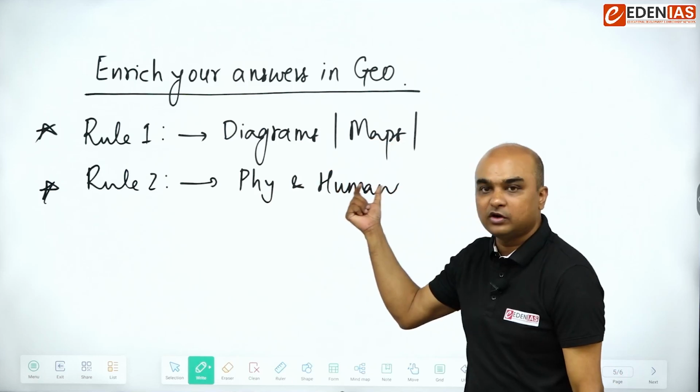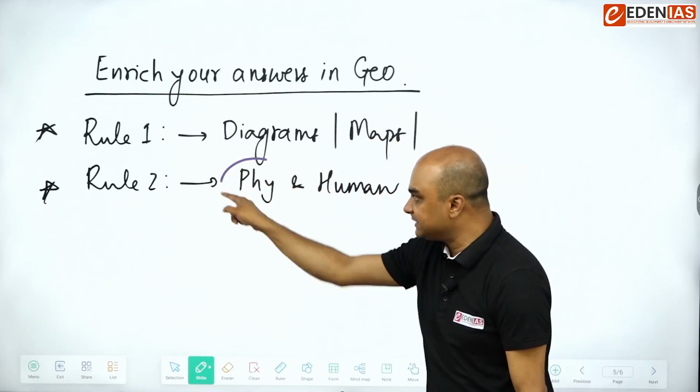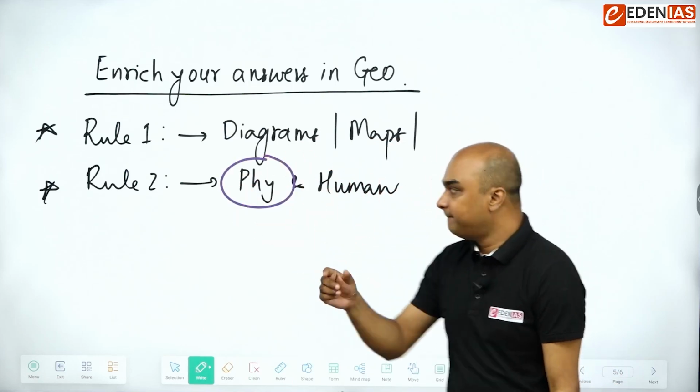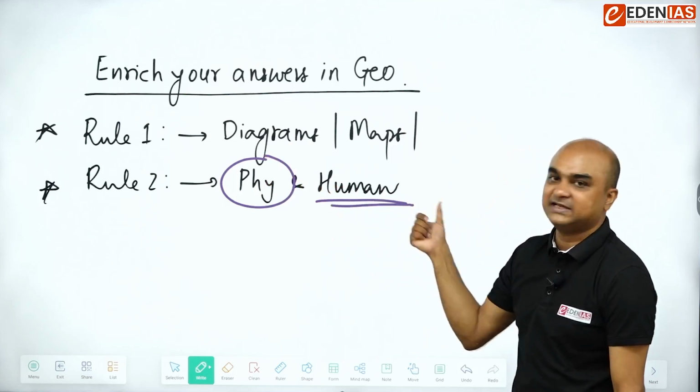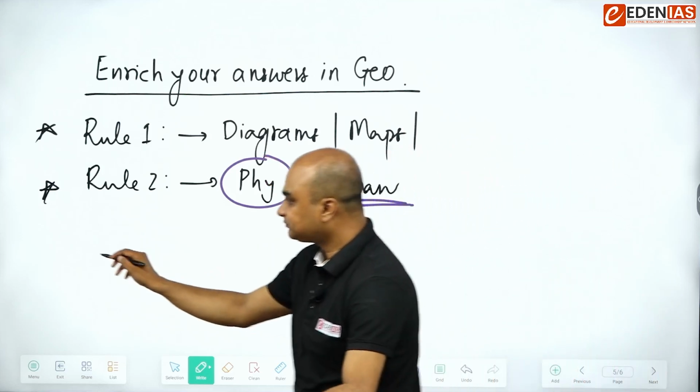That should not be the core of your answer. Core should be the physical thing because it's a monsoon related question. But in the conclusion, try to do this as well. That is rule number 2.